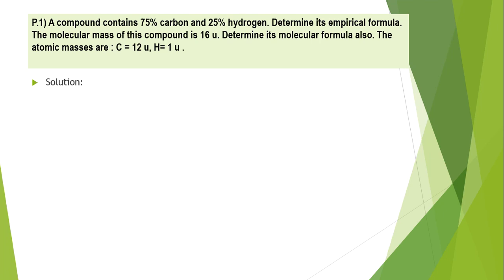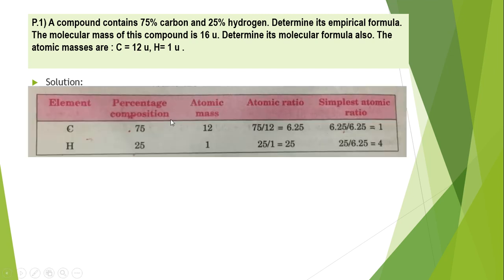Now for doing this type of problem, we should have a chart or some columns so that it's very easy for you to write the empirical formula. And the columns for the chart are: the element, which all elements are there in the compound, the percentage composition, atomic mass, atomic ratio, and simplest atomic ratio. So if we write these columns, the problem can be easily solved.